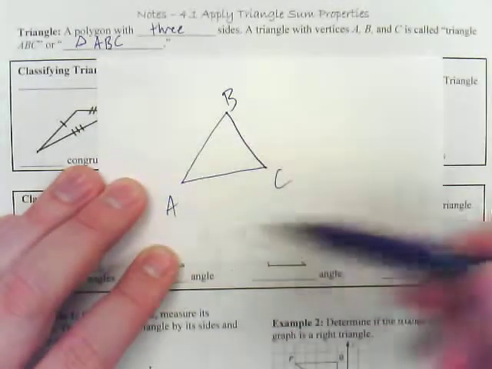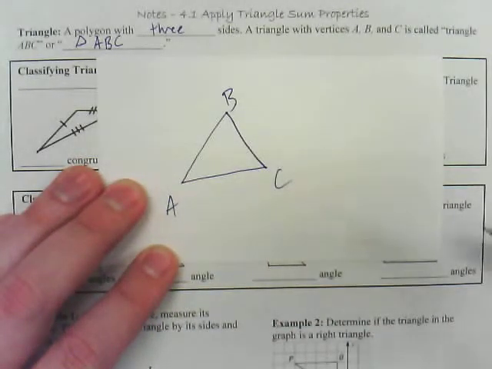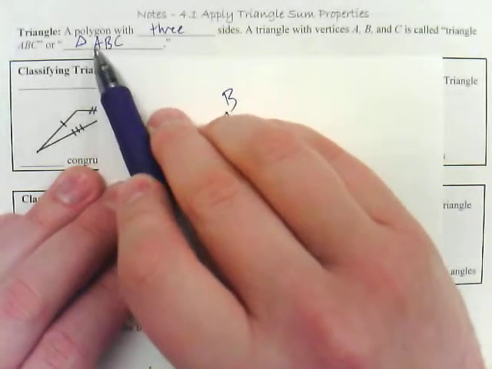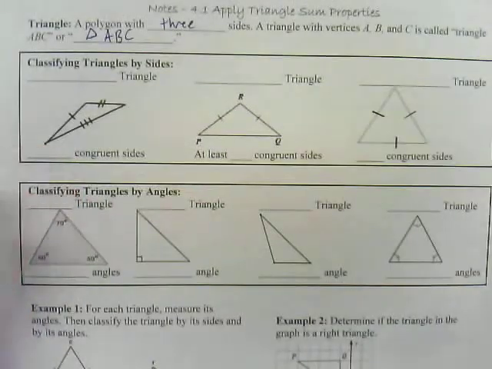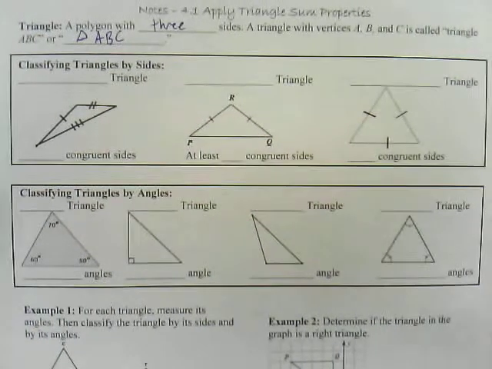So how we would name this triangle, if we want to name it, we would draw a triangle and then write the letters A, B, and C. Now there's two ways that we can classify a triangle. One way is by what the sides look like, and one way is by what the angles look like.